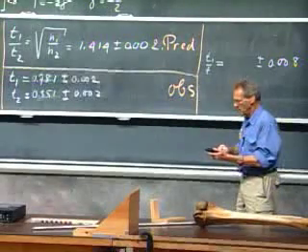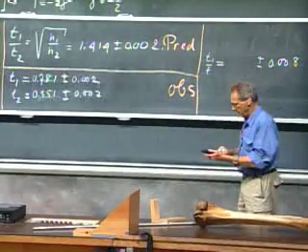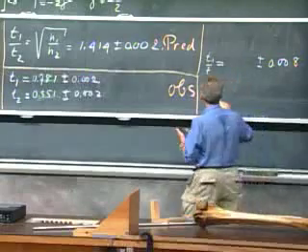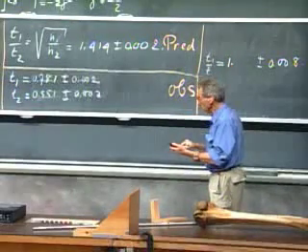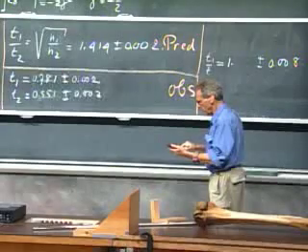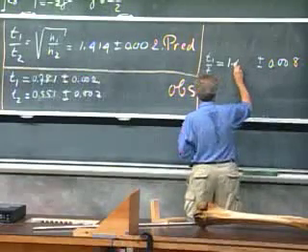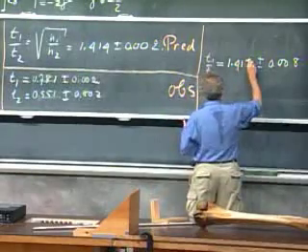781 divided by 551. 1 point, let me do that once more. 781 divided by 551. 1.417.